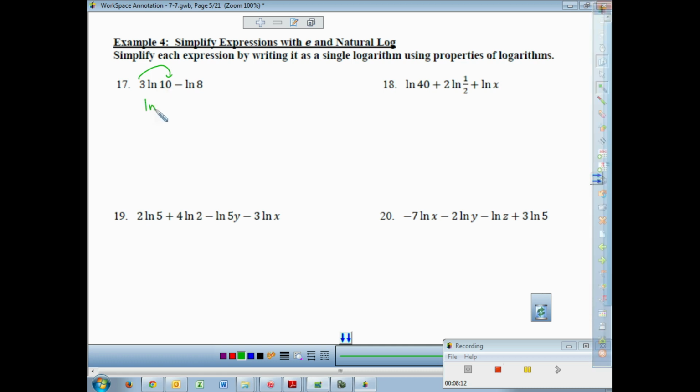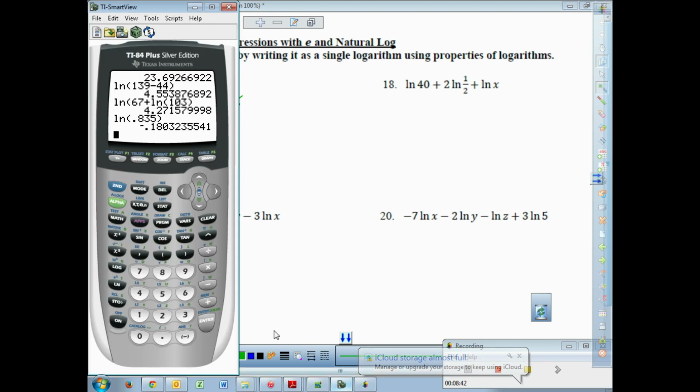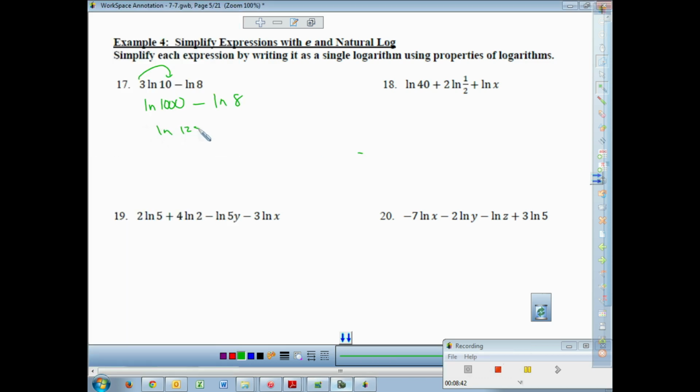10 to the third is 1,000, right? And the natural log has not disappeared yet. Minus natural log of 8. Cool. Now, since they have subtraction going on, I will take 1,000 divided by 8. 125, right? So the natural log of 125 is what that is. And then you got to ask yourself, can that clean up? Is e to any power going to turn out to be 125? No. The things that'll clean up nice is if this has an e with it still.